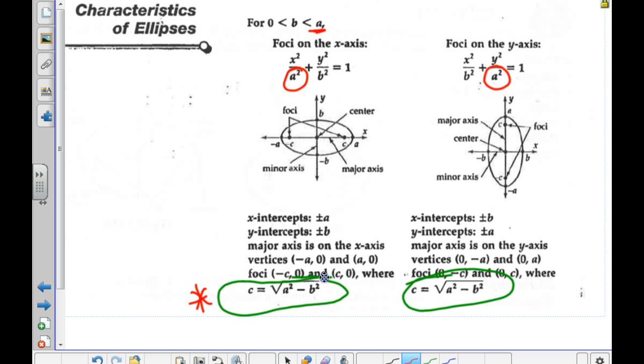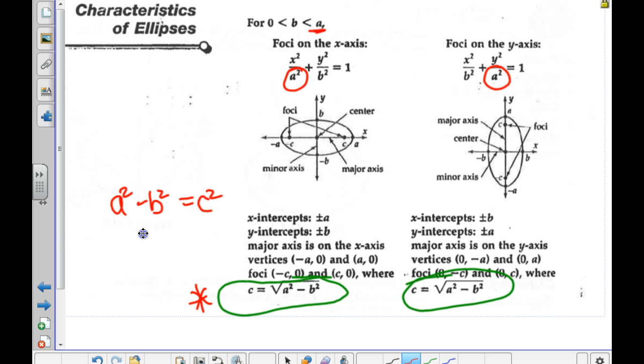It says the foci are inside. When we did that back there, the foci were always inside the ellipse, right? And to make them be closer in, you have to subtract a squared minus b squared and then take the square root. It kind of looks like the Pythagorean theorem, but it's a subtraction, right? Okay? And then we're going to square root and find C.